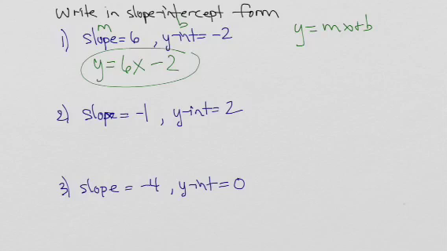Next one. My slope, that's my m number, it's -1, so -1x. And then my b is my y-intercept. It's positive, so I put plus. Don't just put 2. It's a plus 2.